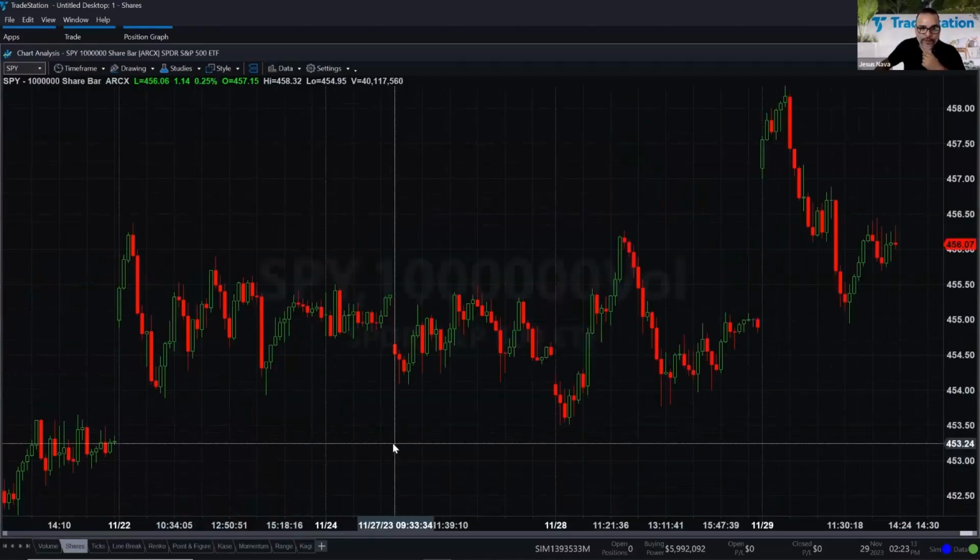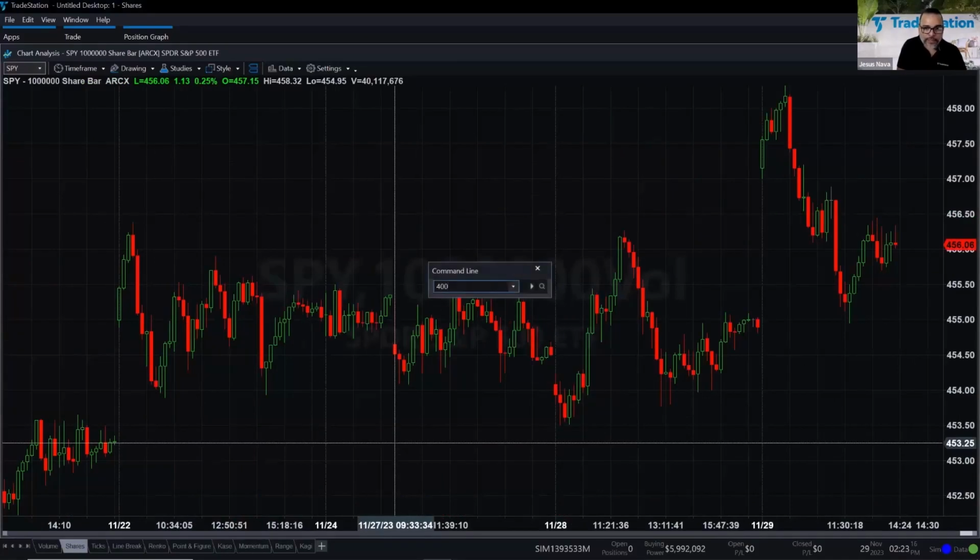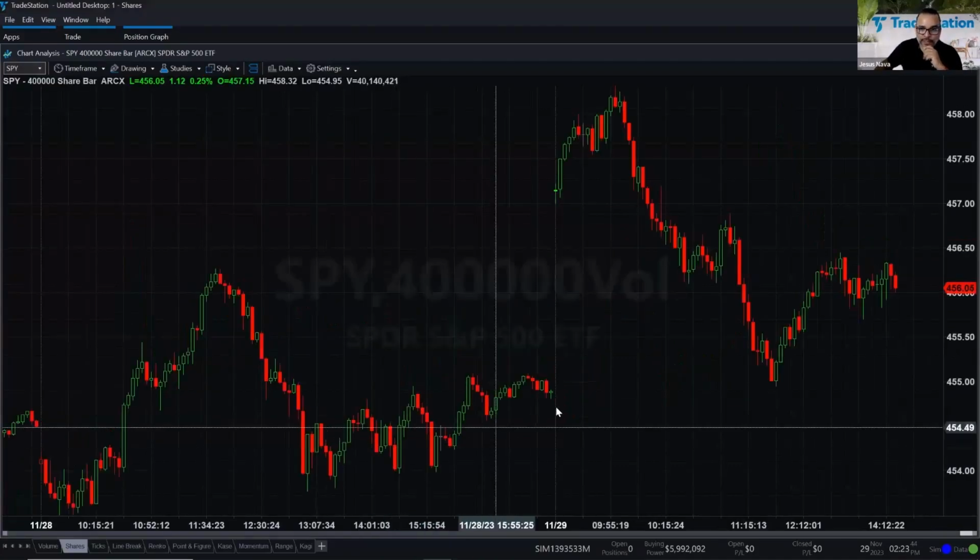I'm going to go to the shares bar and I'm going to type in 400,000 share. This is the way that you send the command using the command line. You can use 400,000 share, and the chart will take that as a command to change the chart style to 400,000 shares, meaning that every candlestick will be built based on that number of shares. Every time that Spider trades 400,000 shares, it'll have a candle. Let me hit enter here, and there we go.